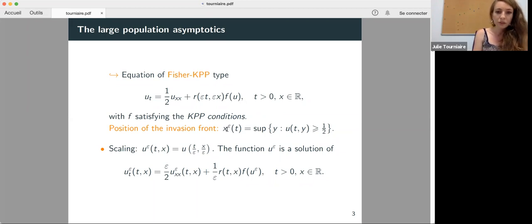I recall that we are interested in the behavior of x epsilon as epsilon tends to 0. From this point of view, we introduce a hyperbolic scaling by dividing the time and the space variables by epsilon. We get a new function u epsilon that is a solution of this new equation. We remark that in this equation, the diffusion term tends to 0 and the reaction term blows up when epsilon tends to 0.